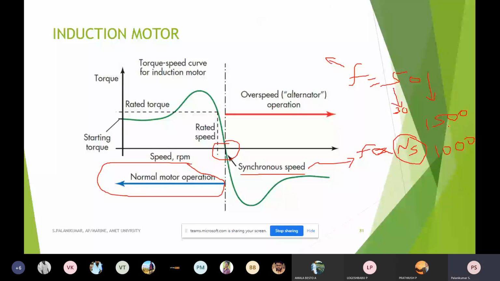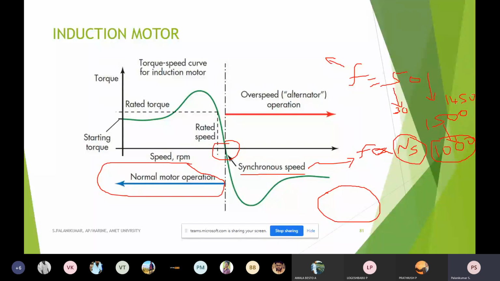Now suddenly it is coming down, but the motor is a mechanical device, so the output is mechanical power. It will not respond immediately, as we have changed the electrical frequency from 50 to 30. My motor will not start running at 1000 RPM in the next second. Now NS is 1000 RPM, but the motor may be running at 1400 or 1450 RPM. Slowly it will decrease.